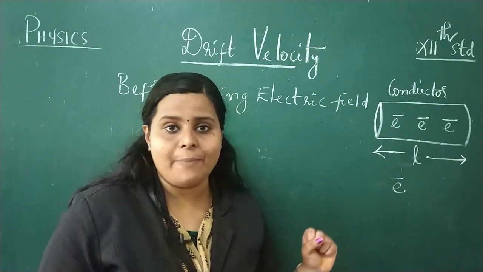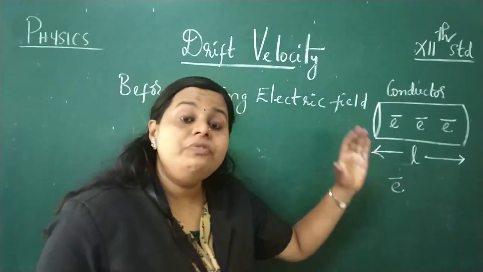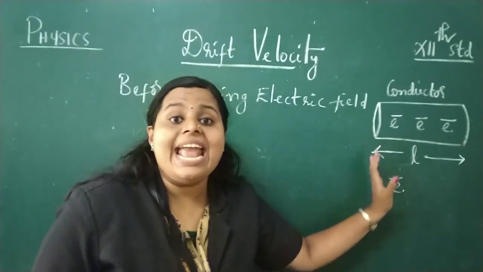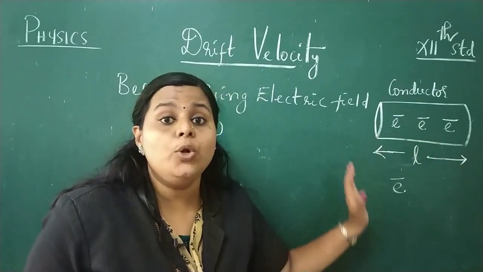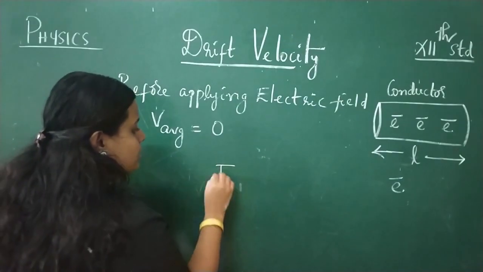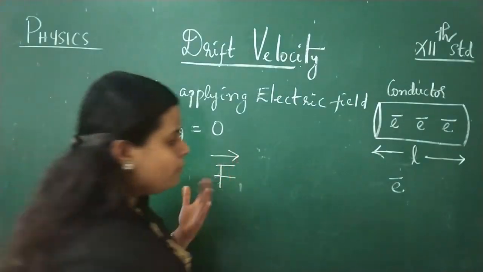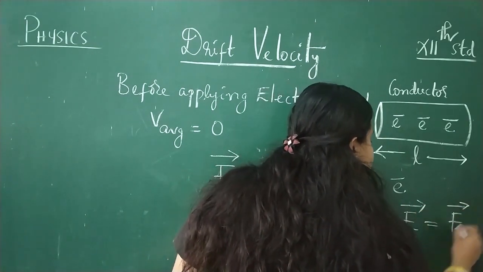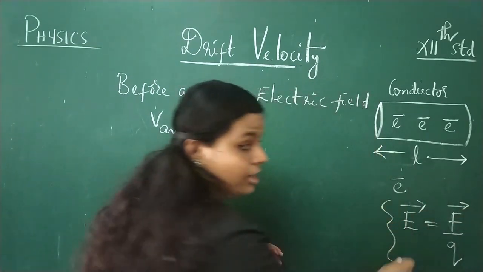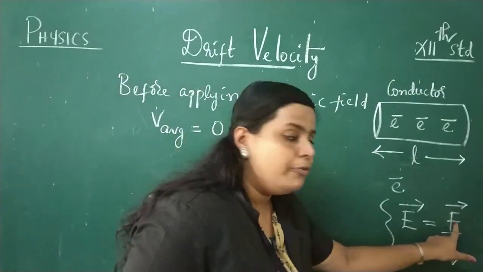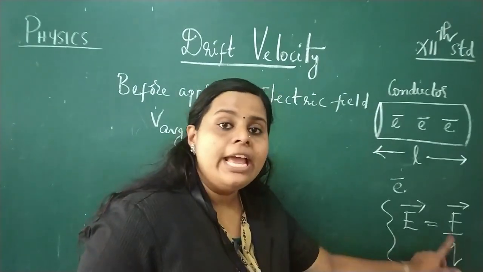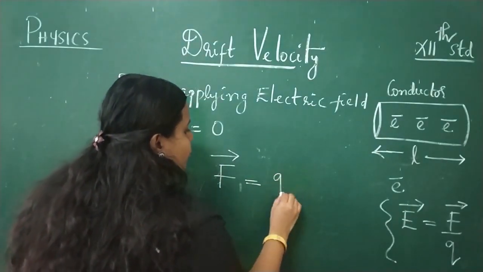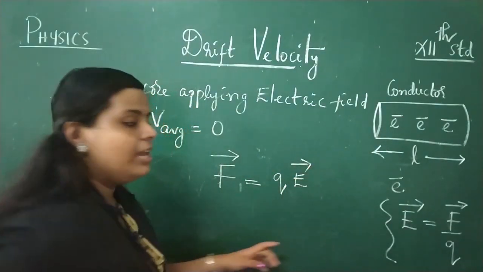So what will happen? Under the influence of this electric field, each charge will experience a Coulomb force. What is the expression of this force? We defined electric field as the force experienced by a unit positive charge. So from this expression, what about the force? It is charge into the electric field. So F is equal to Q into the electric field E.